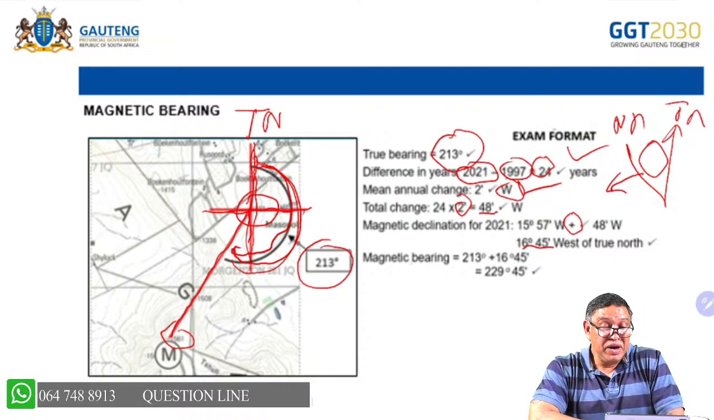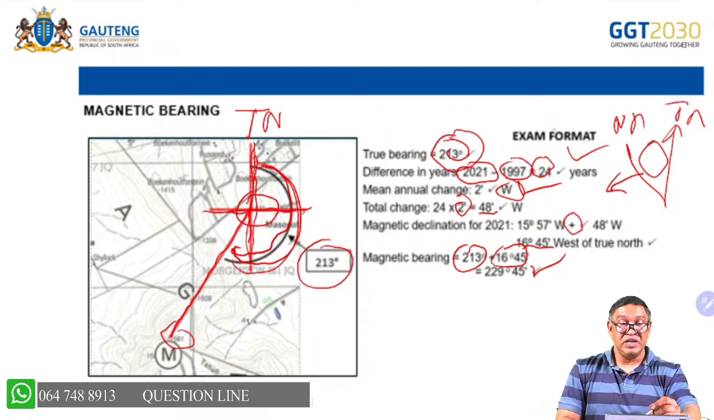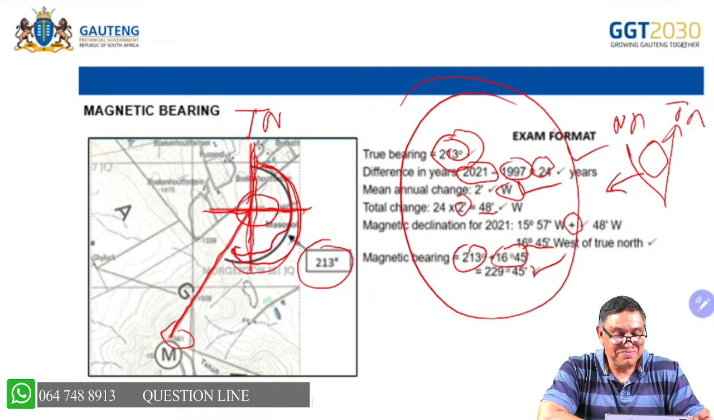Lastly, magnetic bearing is equal to true bearing plus the magnetic declination. So it's 213 degrees plus 16 degrees 45 minutes, which adds up to 229 degrees 45 minutes. You've got 7 marks for this section.